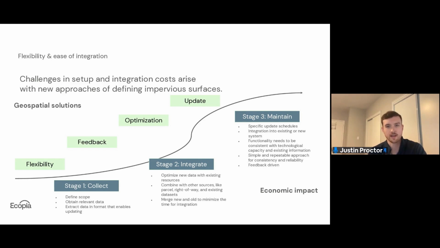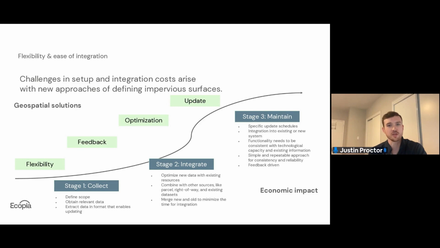Stage 1 is collecting. So we want to define that scope of work, collect the relevant data, and extract the data in a format that enables updating year over year. Stage 2 is just integrating that data. So we want to ensure that we're optimizing the resources you have at hand, and combine it with any other relevant information, whether it's parcel data, right-of-way data, or any other existing vector layers you have already created.